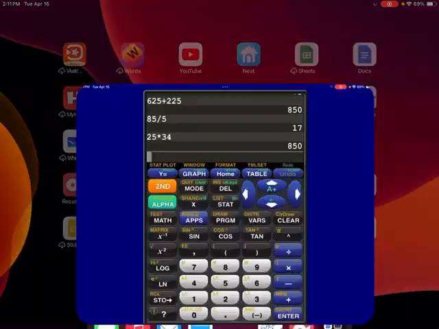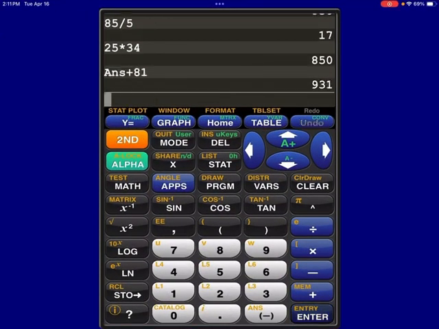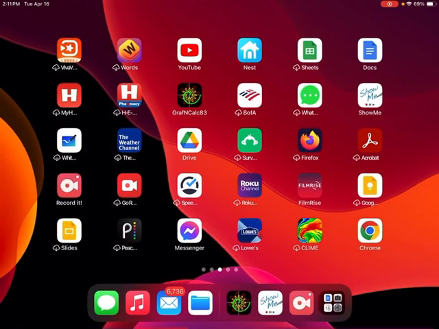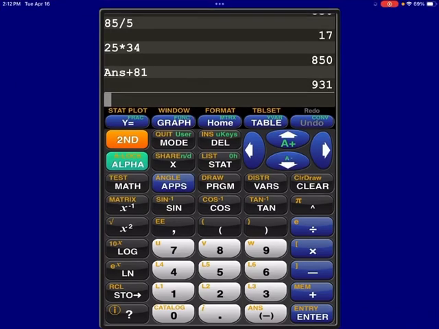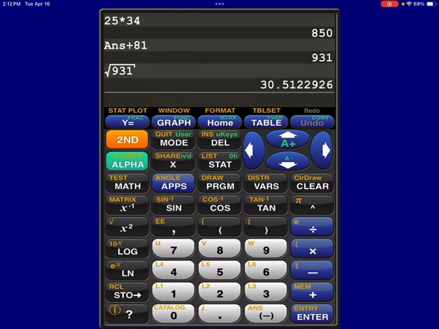Okay? So y squared equals 850 plus 81. Let's see. Add 81 to it. 931. Okay, so look, y'all, y squared equals 931. I'm going to see if I can break this guy down, y'all. Okay, so let me see. What happens if I try taking the square root of it?